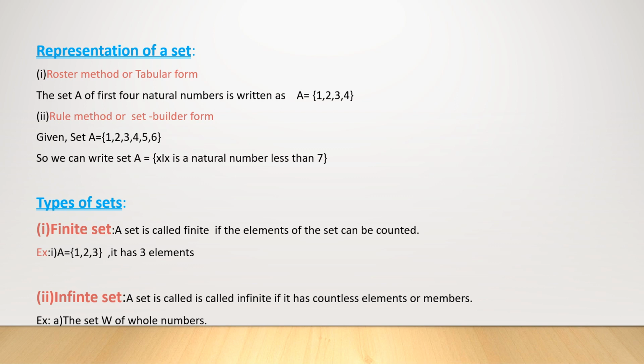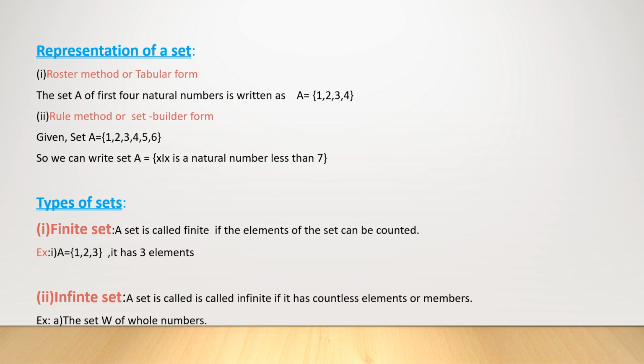Given set A = {1, 2, 3, 4, 5, 6}. So, in the rule method, we can write the set A = {x | x is a natural number less than 7}. The line between the two x's is pronounced as "such that".